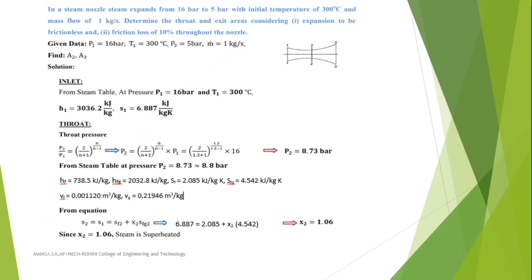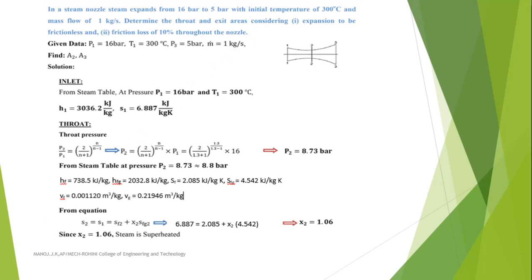Therefore, the entropy at point 1 is equal to the entropy at point 2 and the entropy at point 3. These three are equal. Therefore, S1 is equal to S2 is equal to S3. There is no change in entropy because the process is isentropic. In an adiabatic process, there should not be any heat transfer. Therefore, the entropy remains constant throughout. Hence, instead of S2, we can put the S1 value because S2 is equal to S1. S1 we have found in the first step itself. X2 is unknown. SF2 and SFG2 we take from the steam table.